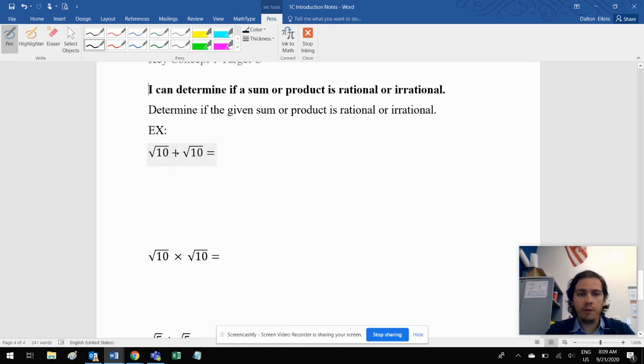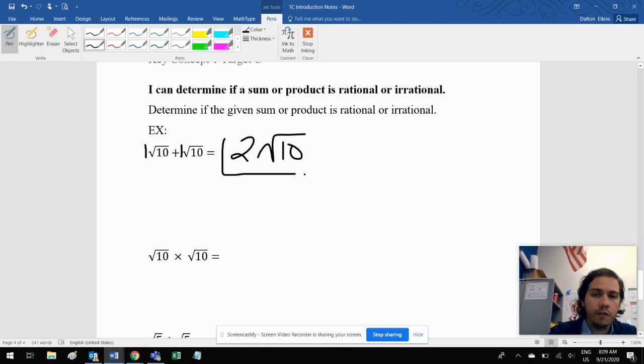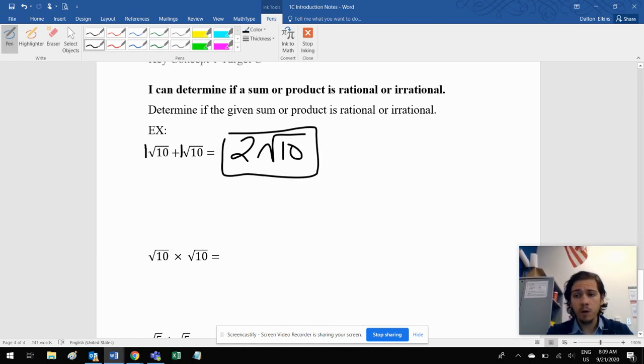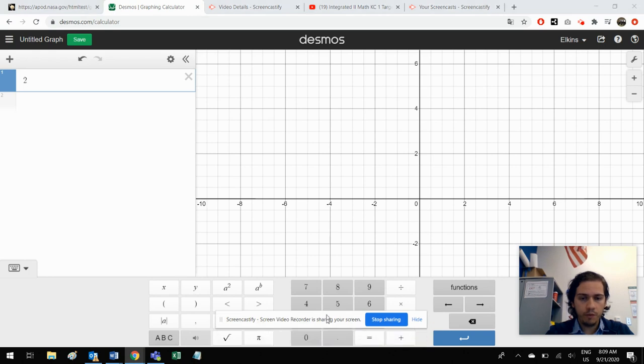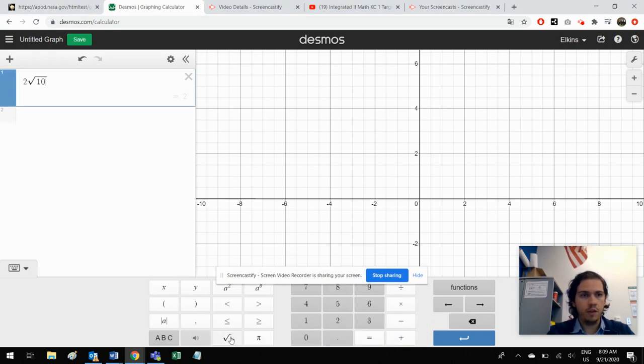We have square root of 10 plus square root of 10. Remember, this is 1 square root of 10 plus 1 square root of 10. So in total, the answer is 2 square root of 10. And we want to know whether or not this is rational or irrational. So let's take this idea and put it into a calculator like Desmos. So I'm going to do 2 times the square root of 10. And that gives me this nonsense here.